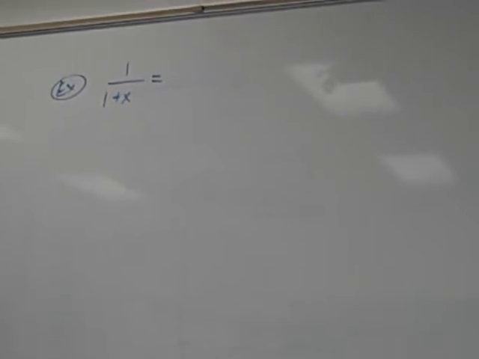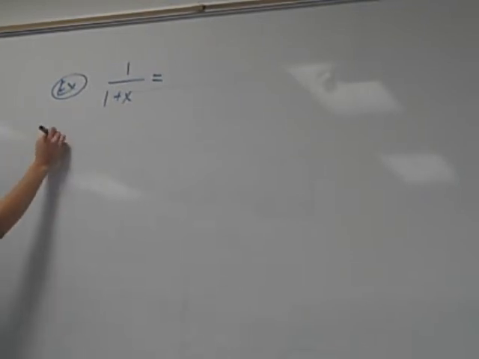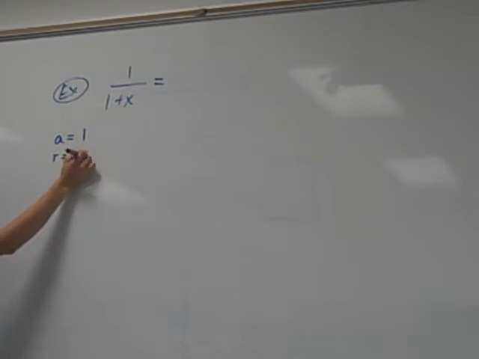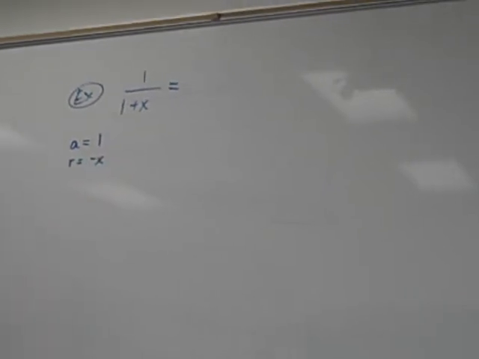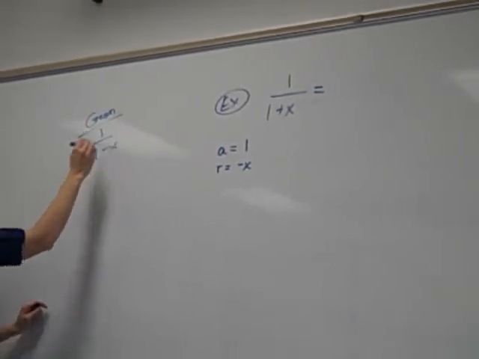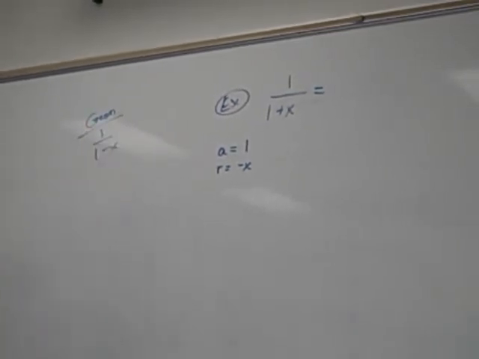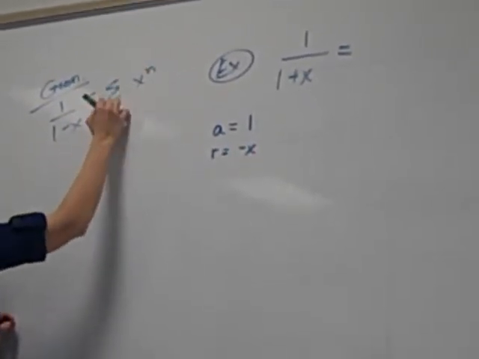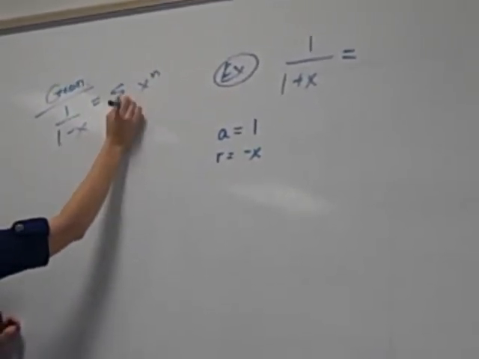We should know it's geometric. What's the first term? What's the a? 1. What's the r? Negative x. Good. Okay, the geometric one we know, like that we start with, is 1 over 1 minus x. We just have to be careful with the sign. What we know is 1 over 1 minus x. This is x to the n, starting at 0.